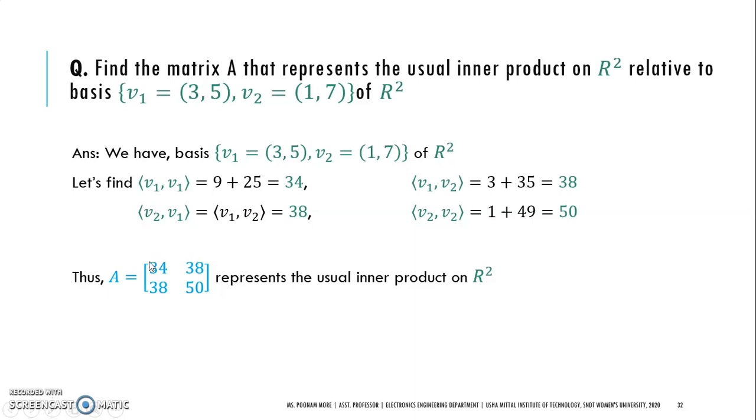So if you observe, the first element of this matrix A is nothing but the inner product of V1 with V1. Then the second element of this matrix represents the inner product of V1 with V2. The third element is the inner product of V2 with V1, and the fourth element is the inner product of V2 with V2 itself. So this is how we can find out the matrix A that represents the usual inner product on the two-dimensional real space if the bases are given to us.